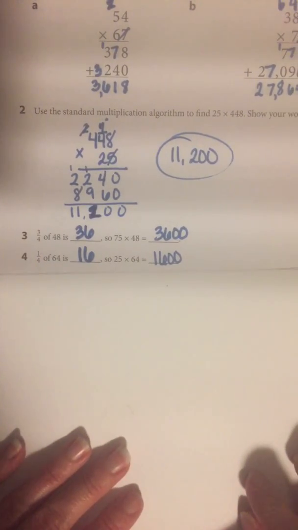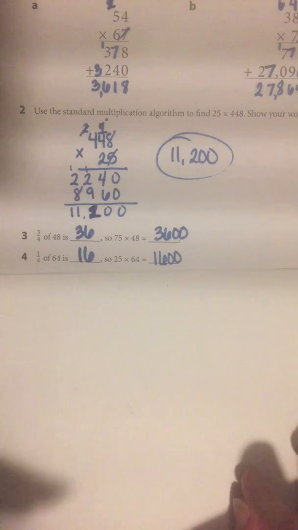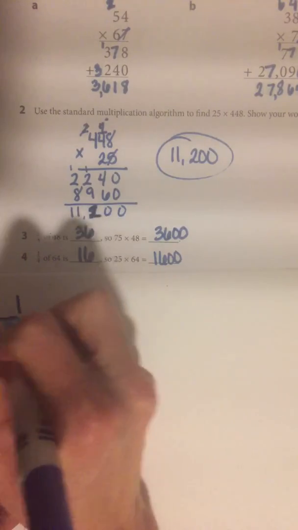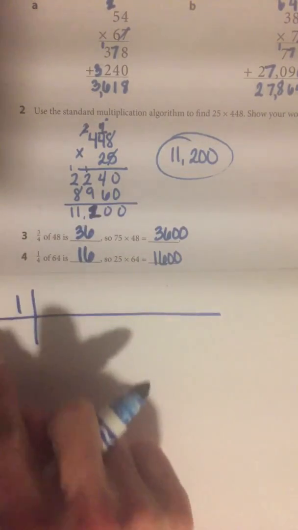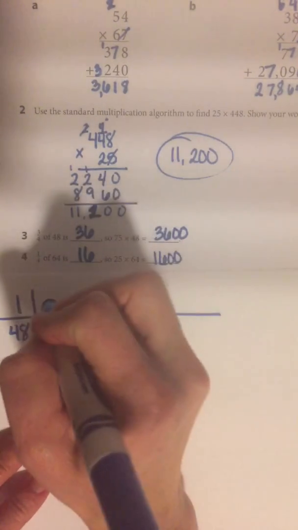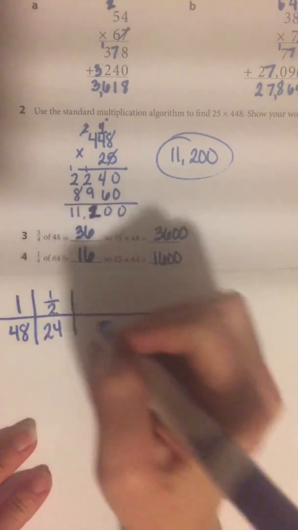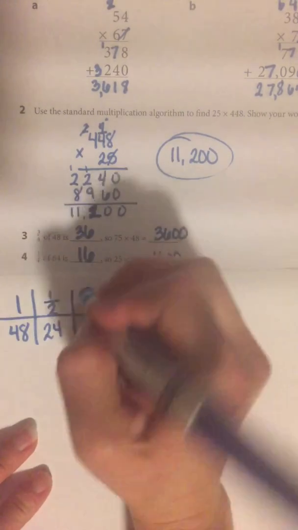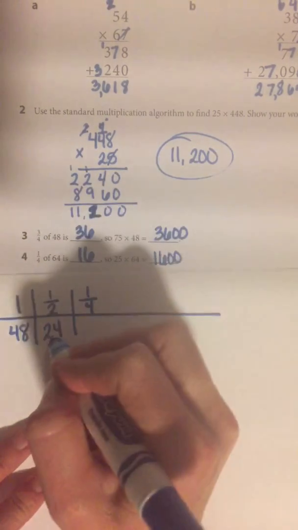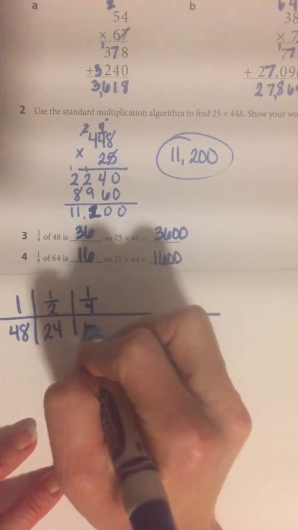Moving on to problem number 3. 3/4 of 48 is, so 75 times 48 equals. So as you can see, the answer is 36 and 3,600. I'm going to show you how we got that. 1 times 48 is 48. Okay, half of 48 is 24. Half of a half is 1/4. So 1/4 of 48 would be half of 24, which is 12.